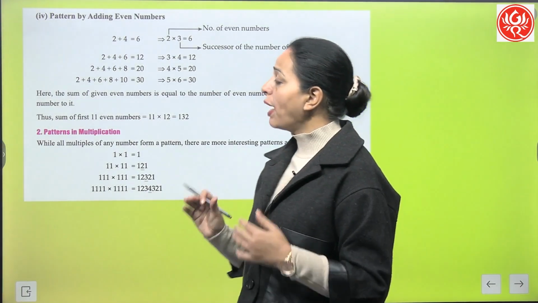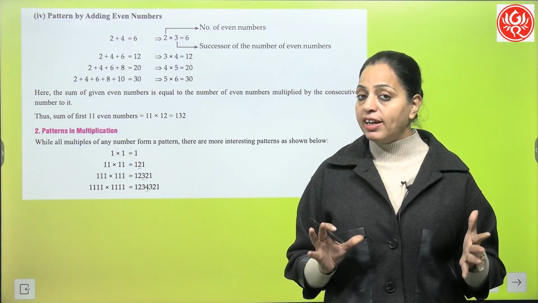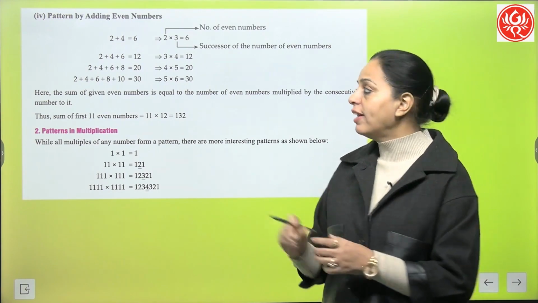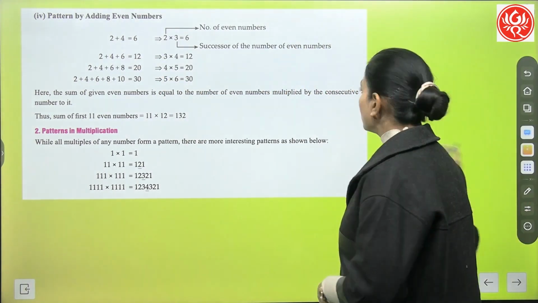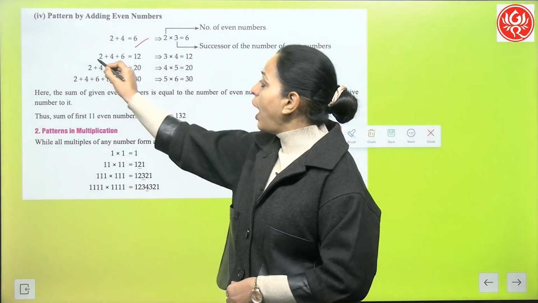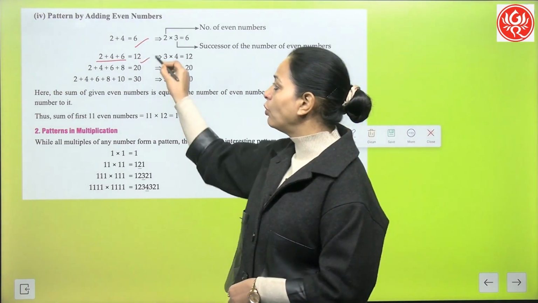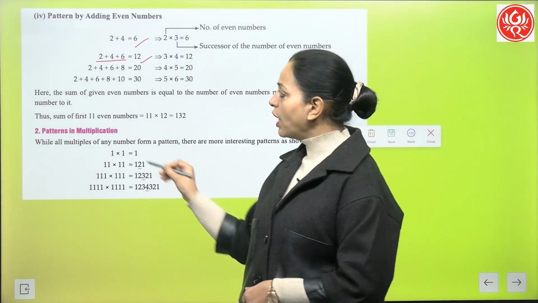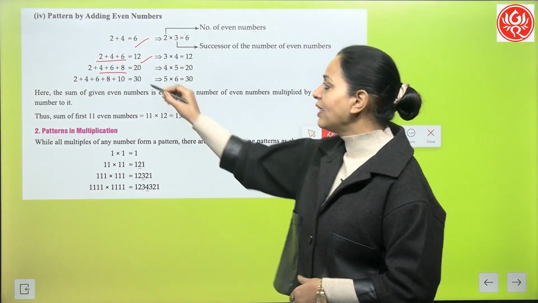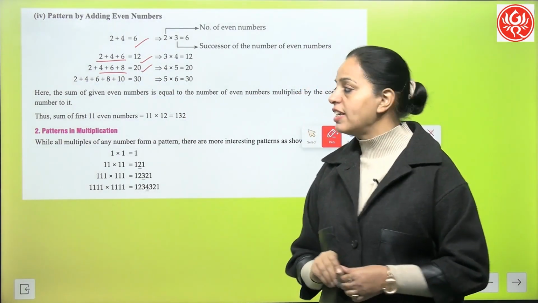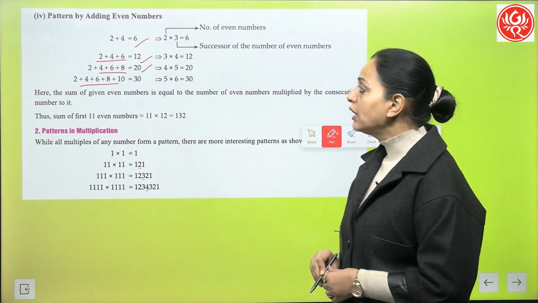The fourth one, pattern by adding even numbers. What should we do now? Let's add even numbers. Let's start. 2 plus 4, that is equal to 6. Okay? Now we took 3 numbers. 2 plus 4 plus 6, that is equal to 12. Now we are taking 4 numbers. 2 plus 4 plus 6 plus 8, that is equal to 20. Now we are taking 5 numbers. That is equal to 30.